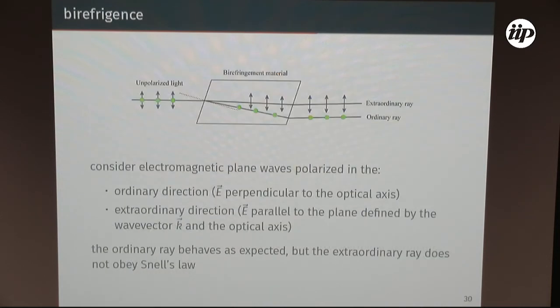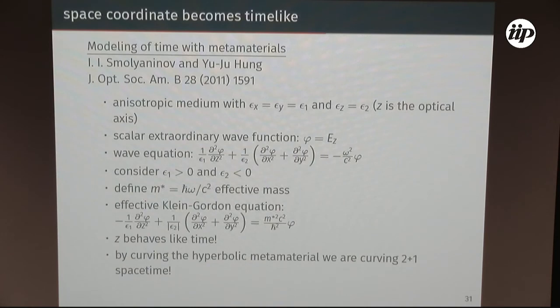Okay, you all know about extraordinary and ordinary rays, so I want to stop here by reference. But let me tell you how you can model time with metamaterials. So how time can be incorporated in the analogy of liquid crystal defects and cosmic defects.